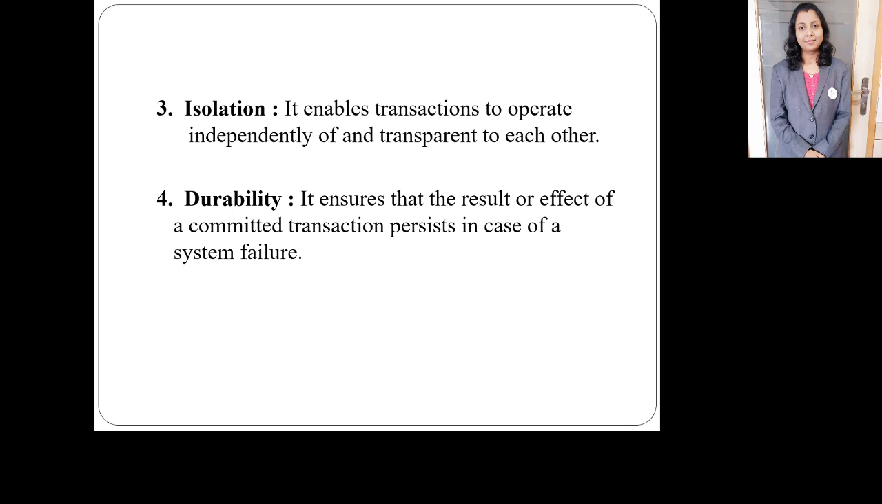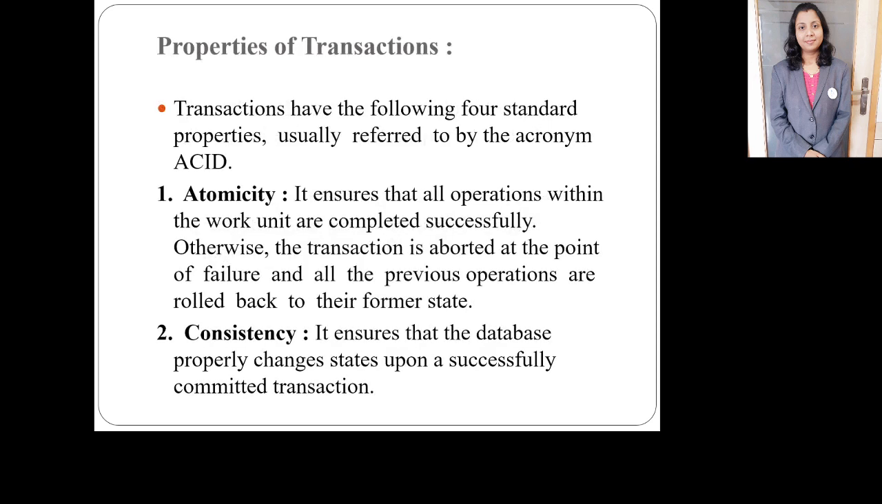It ensures that the result or effect of a committed transaction persists in case of a system failure. Durability means that if a system crashes, whatever committed transactions are there have to be persistently present at that time. The result or effect of those committed transactions should be saved after any system failure. So that is durability. These are the four properties of transactions, the ACID properties.